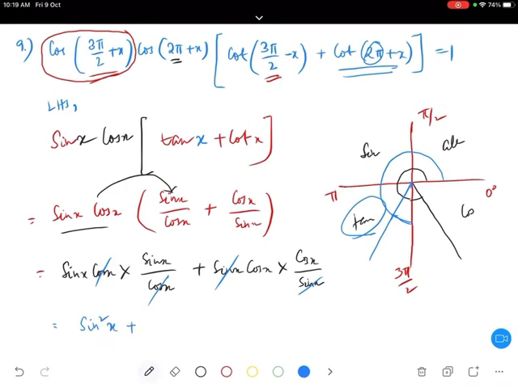Sin square x plus cos square x, and sin square x plus cos square x is 1. We have learned this one in class 10. Trigonometric identities, right? So that's how it is proved. So I will write RHS.